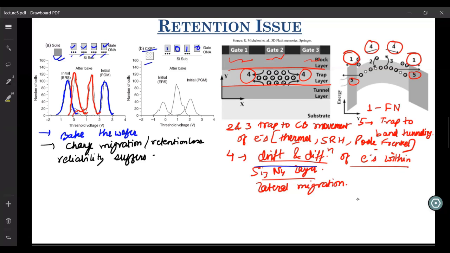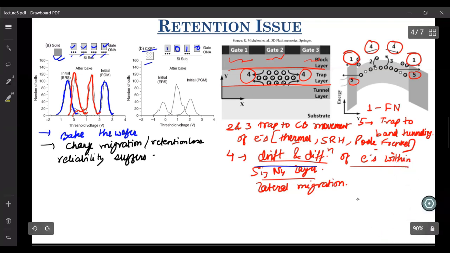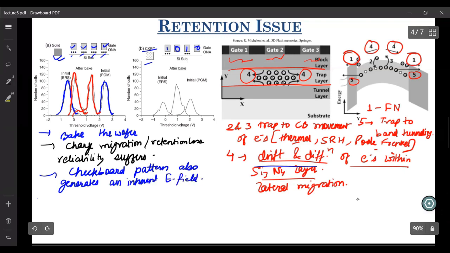Then again, you have some electrons on the next neighboring cell, but you don't have any electrons on the other neighboring cell. If you look at this checkerboard pattern, it will also generate some kind of electric field. The checkerboard pattern generates an inherent electric field, and because of that E field, your lateral migration is accelerated.